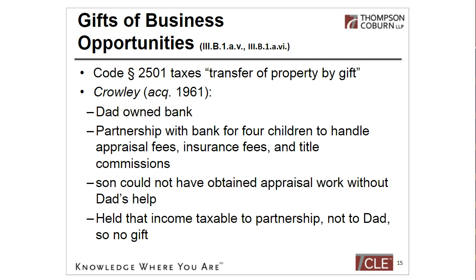So here, the bank made a partnership with the kids, and for example, the son did appraisals, and he could not have attained appraisal work if dad hadn't caused the bank to refer the clients to him. The bank would make loans, and say to the borrowers, why don't you go get an appraisal from son? Without that oral, informal referral, the son wouldn't have gotten that appraisal work. But who did the work? The son actually did the work. The appraisal is what generated the fee. The son would not have had the opportunity if he hadn't gotten the referral, but the son himself did the work. The income was taxable to the partnership, not to dad, and there was no gift.